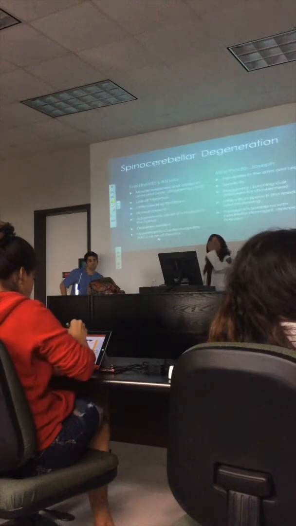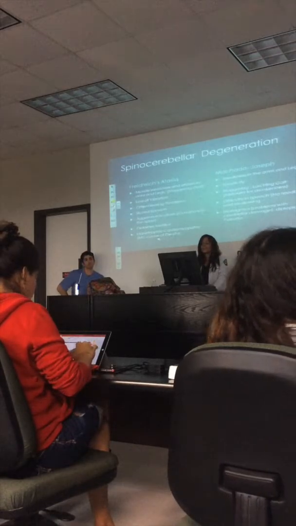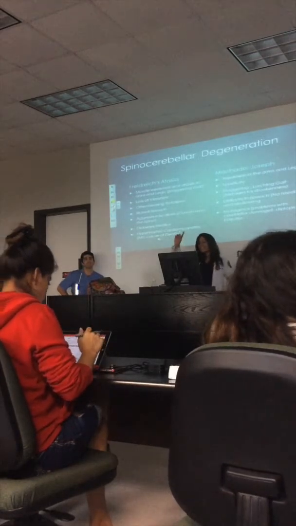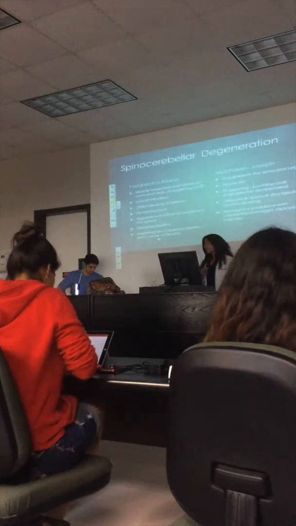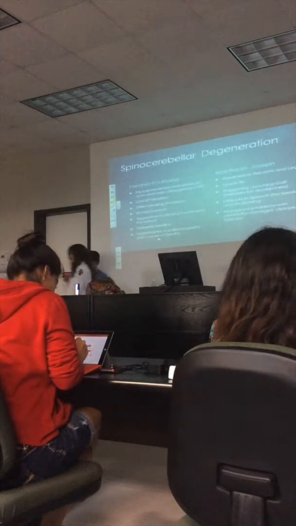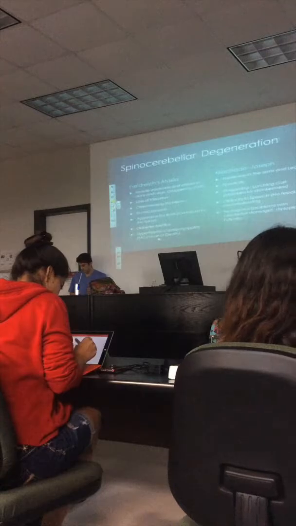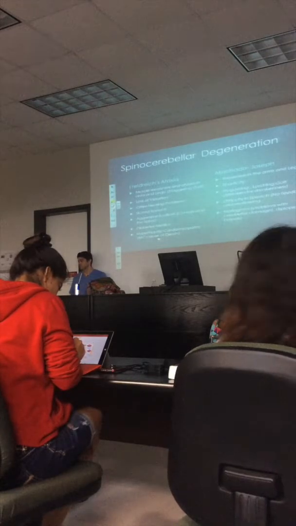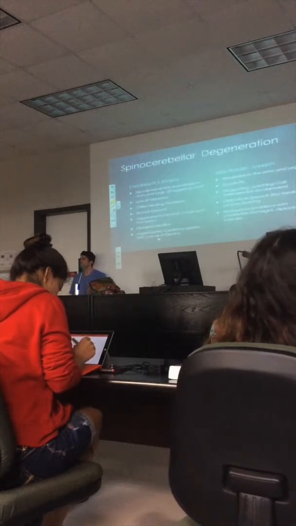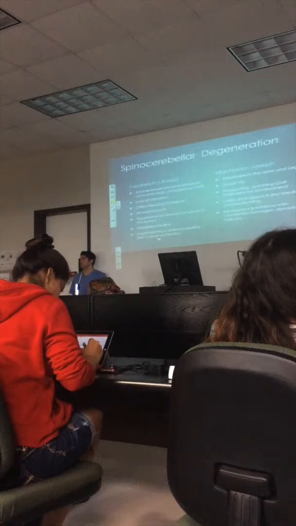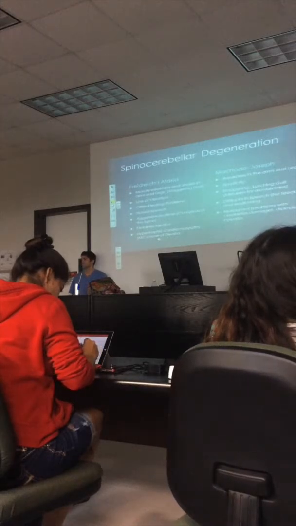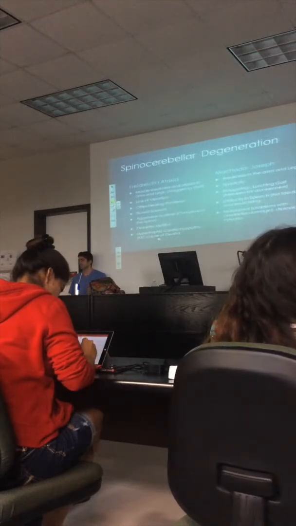Machado and Joseph is just the same thing. But the main thing that I use to differentiate between them is that in Friedreich's ataxia they're going to have a staggering gait, but in Machado and Joseph, they're going to have a lurching gait. Lurching gait is commonly mistaken for drunkenness, and I'm going to explain it. Let's see if I can do it.